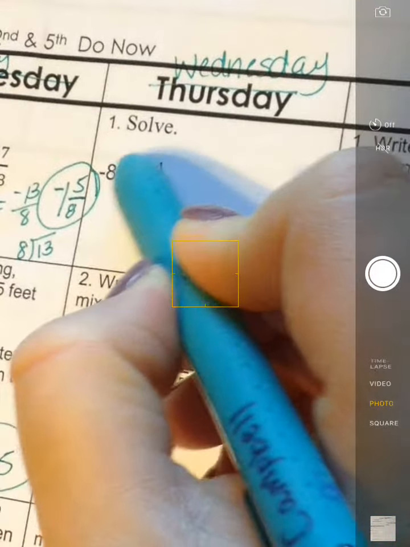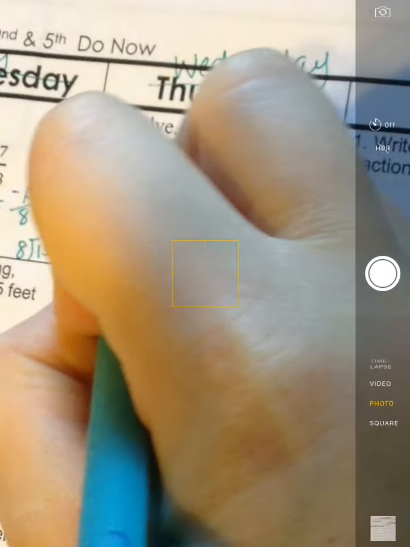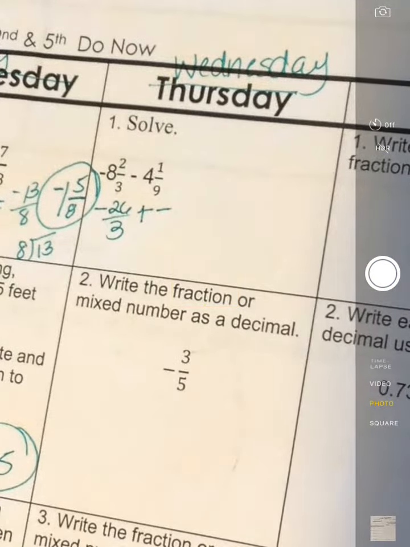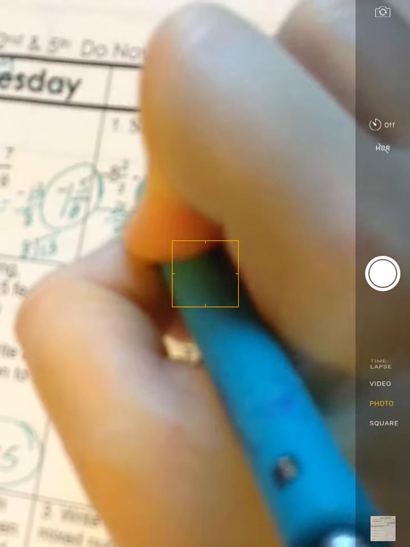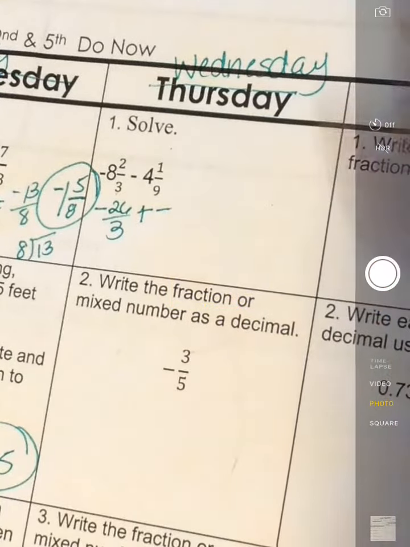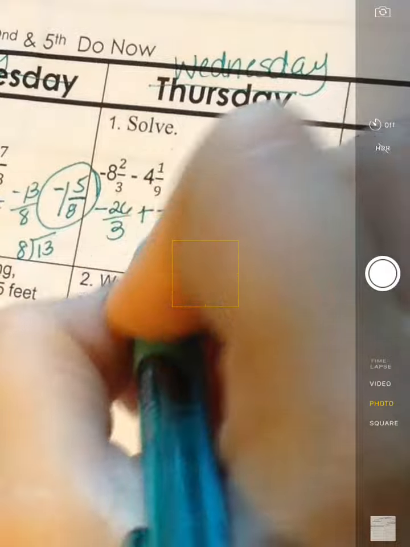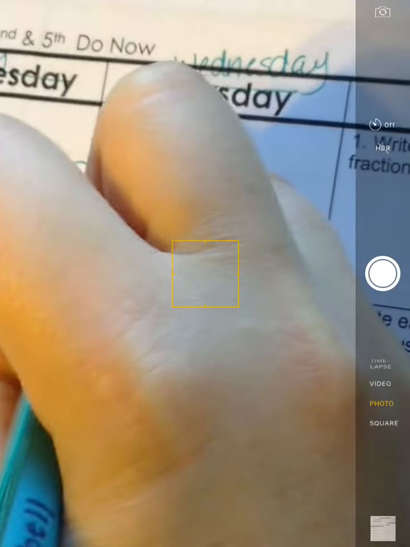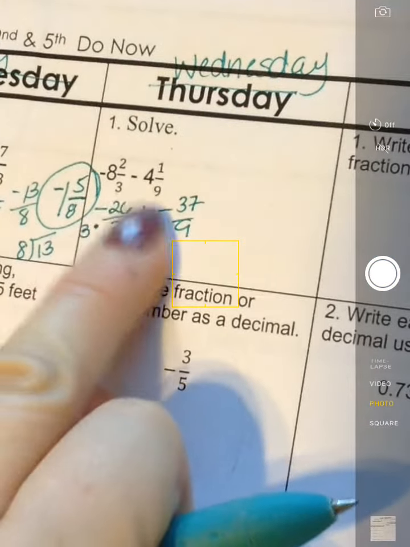So 3 times 8 is 24. 24 plus 2 is 26 thirds. I'm going to already change this to plus minus because we have to change. 9 times 4 is 36. 36 plus 1 is 37. They would have 9 as a common denominator. So that means I need to multiply the first one by 9.